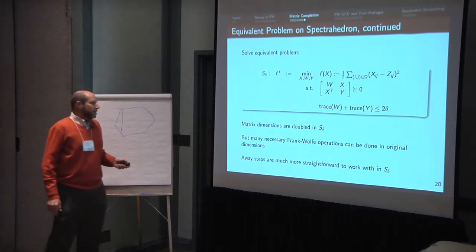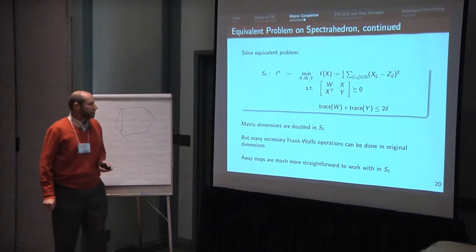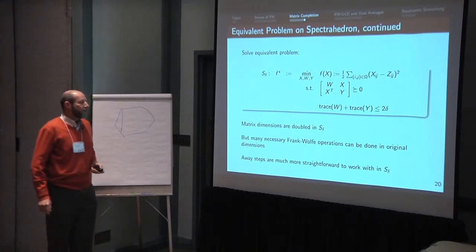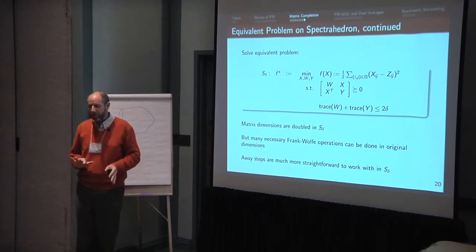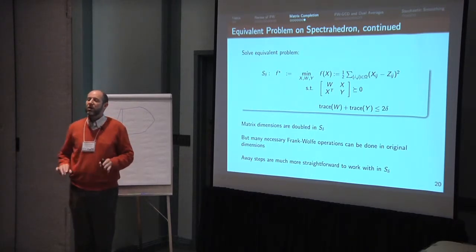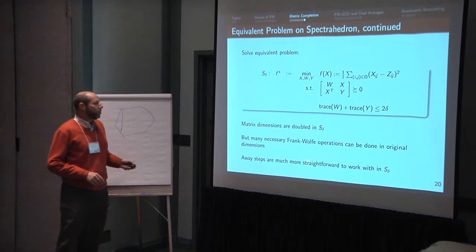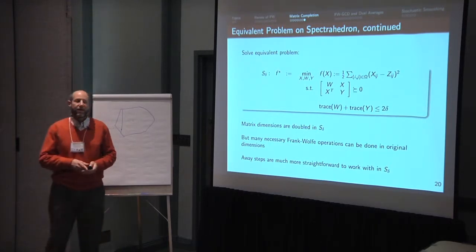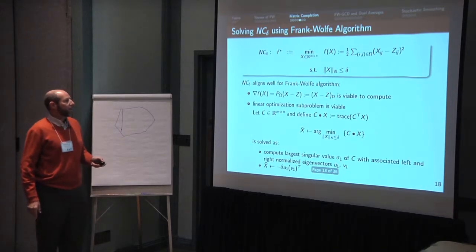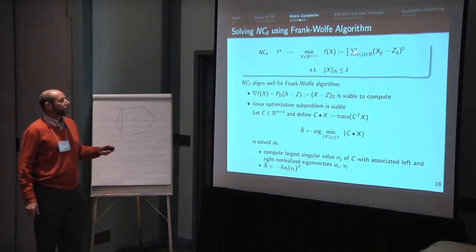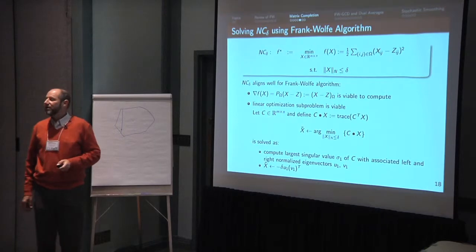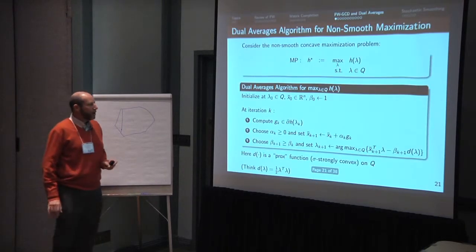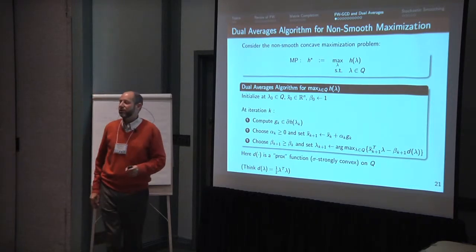Okay? I mean, it turns out many necessary Frank-Wolfe operations can be done in the original dimensions, though, in this version of the problem. And then there's something that Wolfe introduced that was then analyzed by Guélin and Marcotte called away steps, that are much more straightforward to work with up here, essentially, than in the otherwise more efficient representation of the problem down in the space of the nuclear norm ball. Okay, all right. So now I want to talk about two more topics.